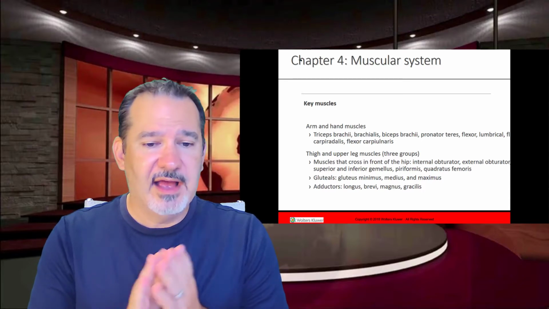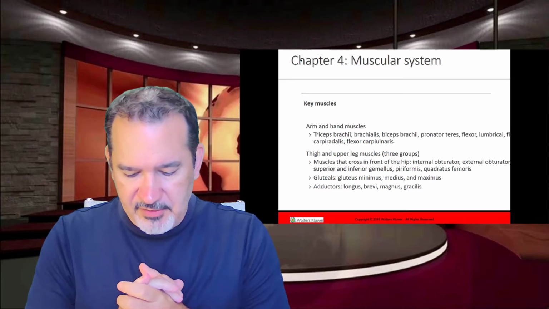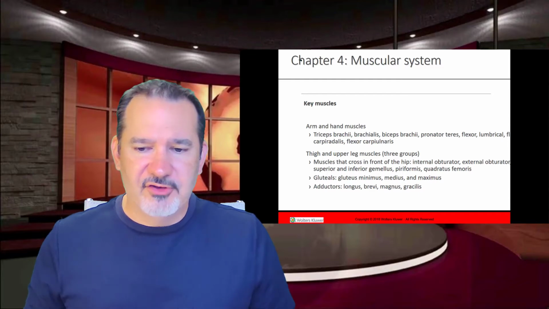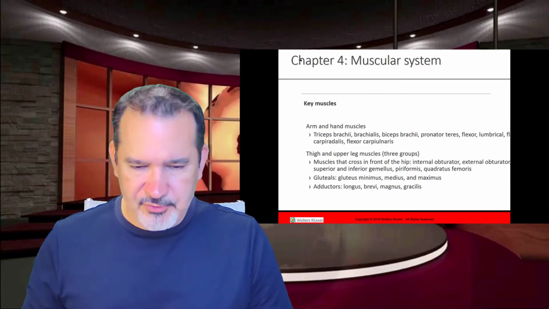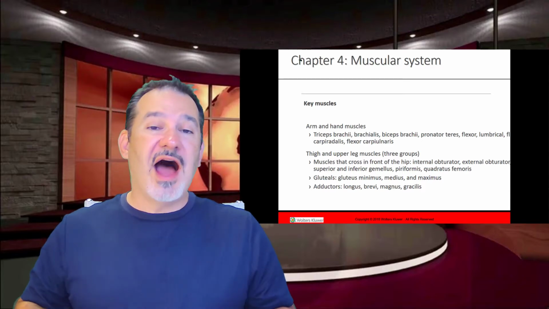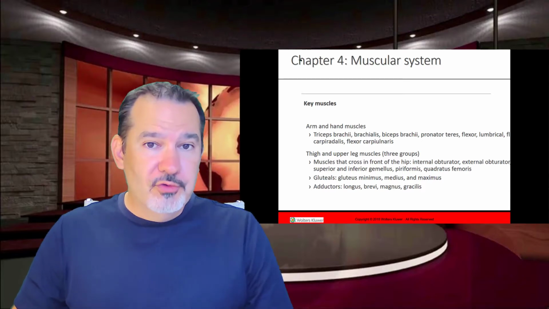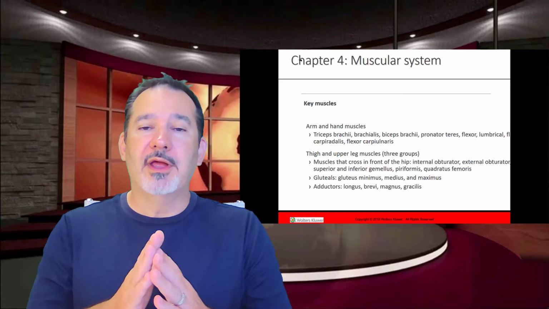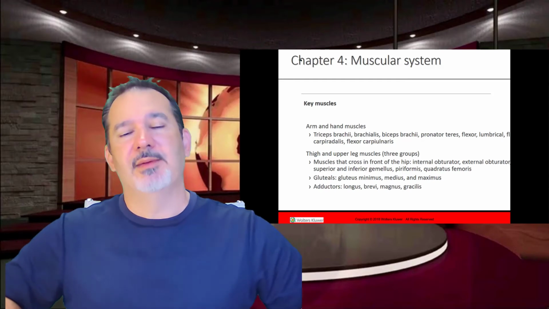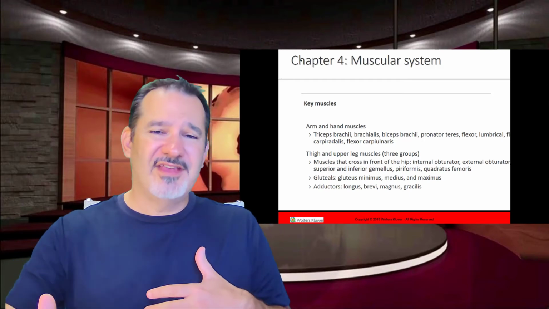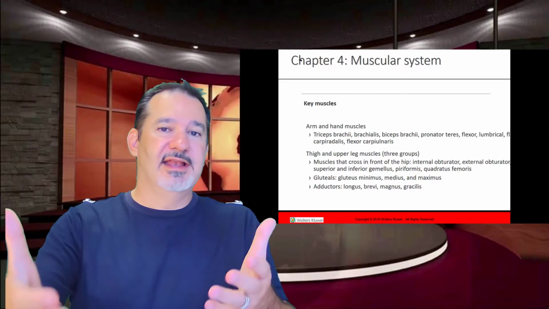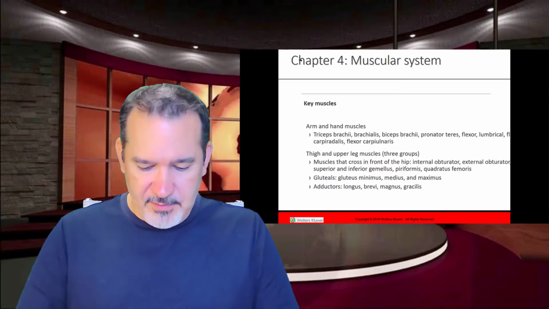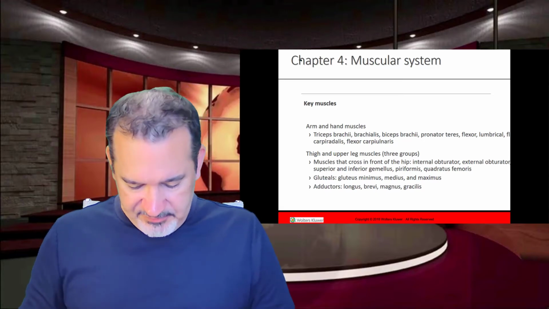The thigh and upper leg muscles, we can get into those. The internal obturator and the external obturator are muscles that allow our thighs to move or to have range of motion. So being able to open and close your legs from the hips, extending, abducting and adducting, and pulling the thigh closer to you or away from you. These are the muscles involved in that.